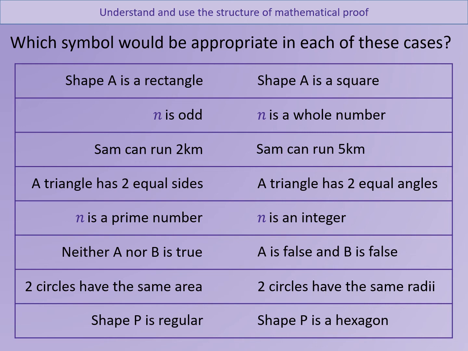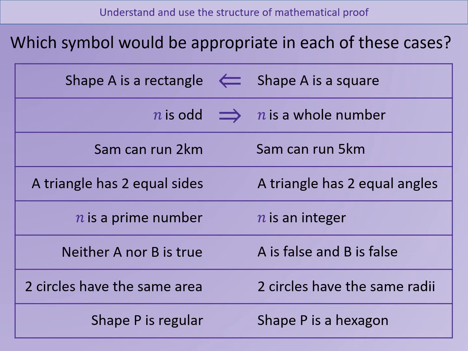So number one, the symbol that we would use in this case is the one from right to left. If we have a rectangle in front of us, it doesn't necessarily imply that that is a square. We can draw lots of rectangles that aren't squares. However, if we were to draw a square, it is a special type of rectangle where all the sides are the same length. So therefore, we are implying from right to left.